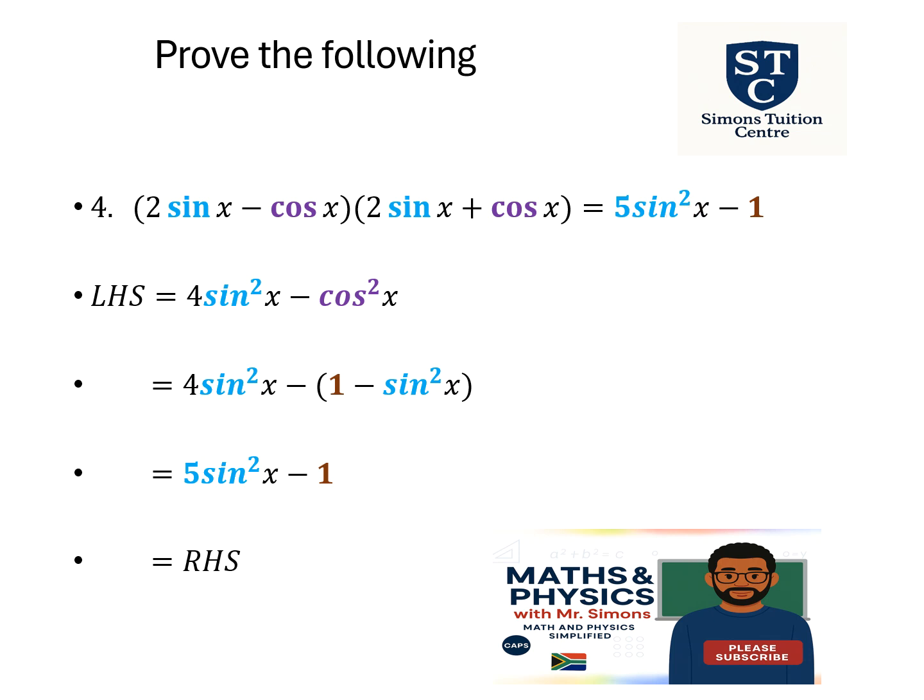Because the final answer only has sine squared x, I'm going to change cos squared x to 1 minus sine squared x, according to the square identity. So that becomes negative 1. Negative times negative becomes positive sine squared x. So 4 plus 1 sine squared x gives me 5 sine squared x minus 1, which equals my right-hand side. And there I've proven that identity.